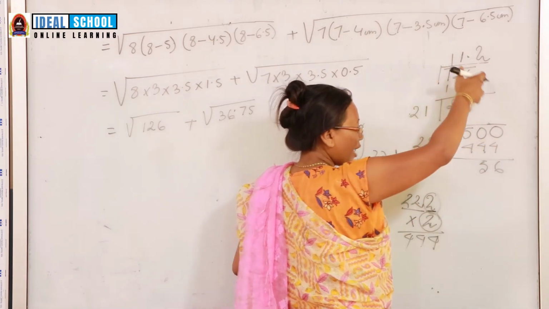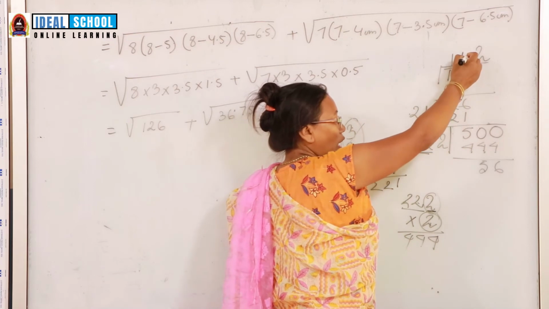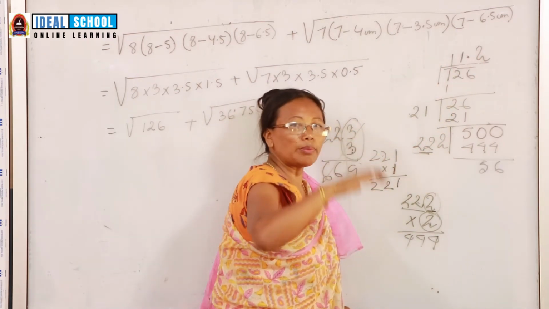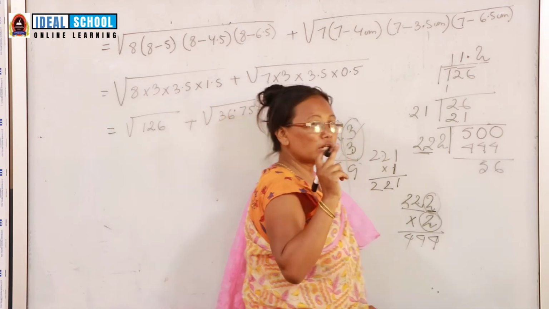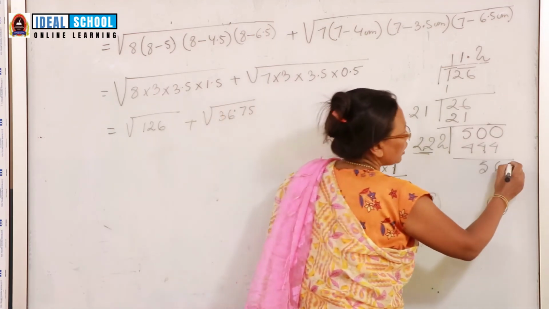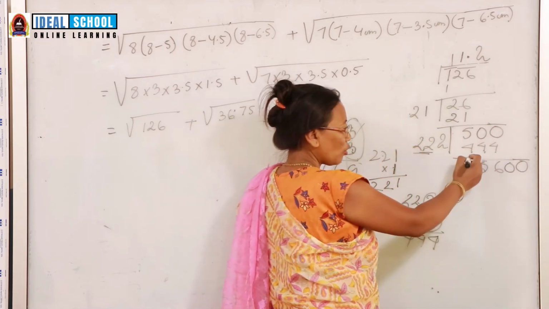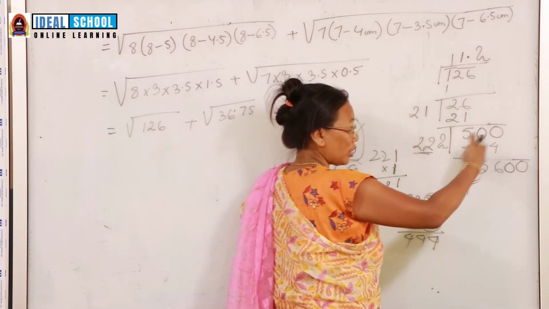Next, for every step after keeping this point, we can take double 0, not only a single 0. That means we are going to take double 0 here once more. Then again we continue.